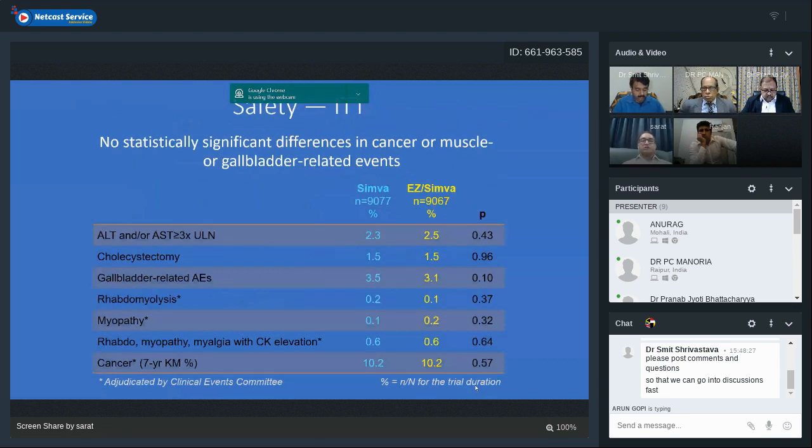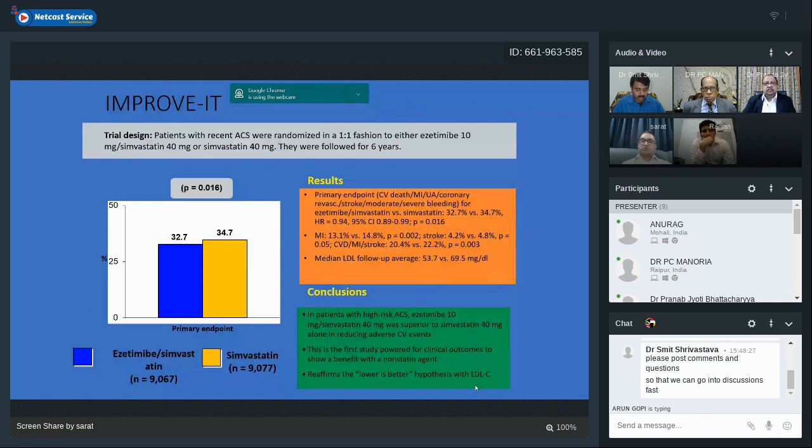And you can see this is a brief way of showing the IMPROVE-IT trial. And in patients with high-risk ACS, HGMI 10 milligrams in combination with 40 milligrams simvastatin was superior to simvastatin 40 milligrams alone in reducing adverse CV events. And this is the first study powered for clinical outcomes to show a benefit with a non-statin agent. And the important point here is it has given the feeling that lower is better. It is not enough yet to just bring down the LDL. Further you bring down, greater the benefit.